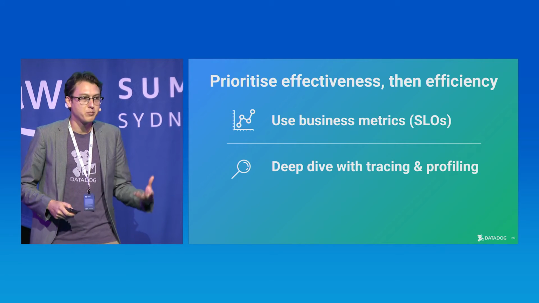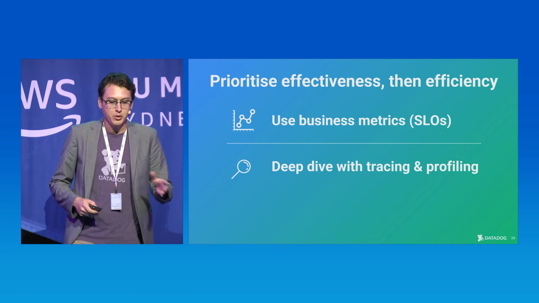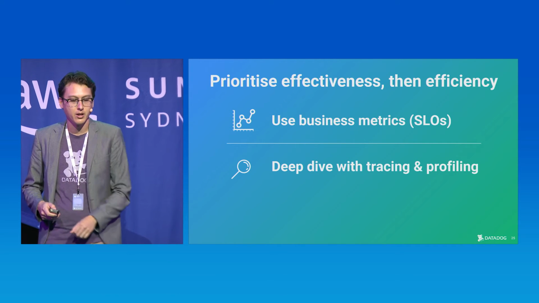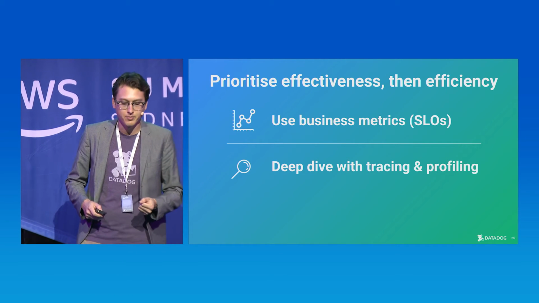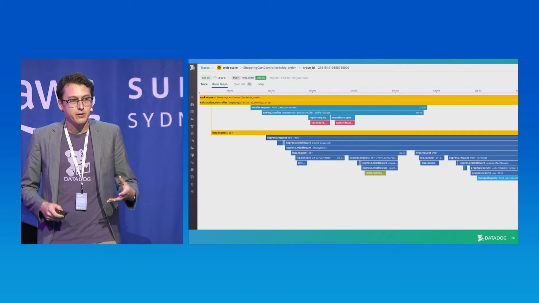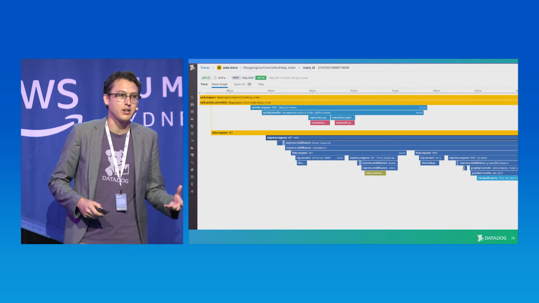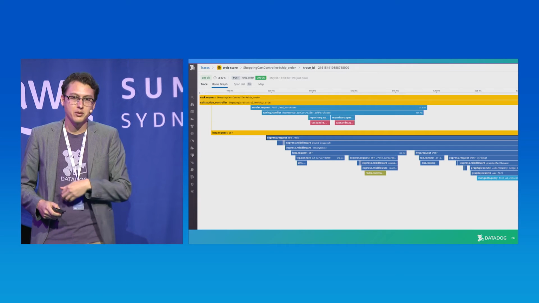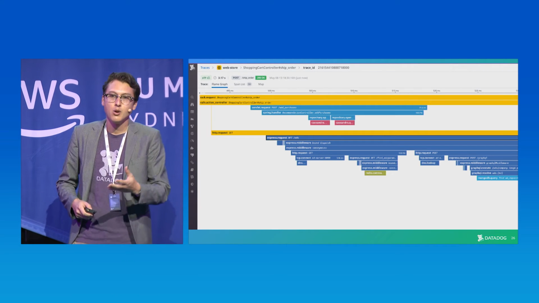So this is where your observability platform really comes into play, because you can start deep diving the metrics with your tracing, with your profiling, and that's exactly what we did in Datadog. So we identified which API endpoints through tracing were actually giving us issue, which ones were being hit the most regularly, which ones were taking the most amount of latency, working out the bottlenecks.